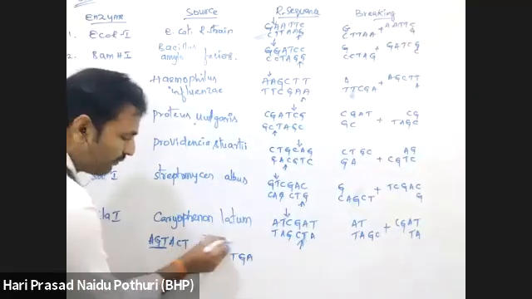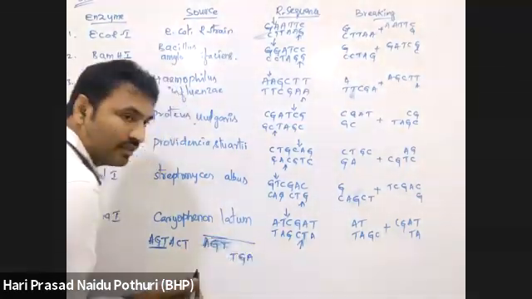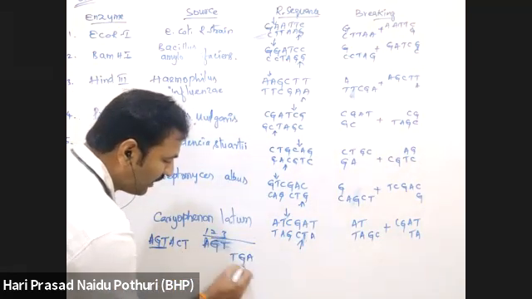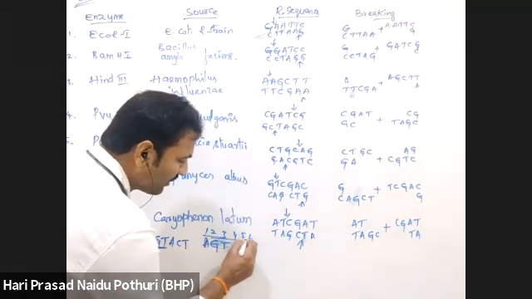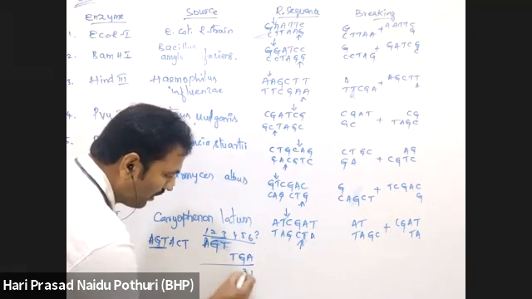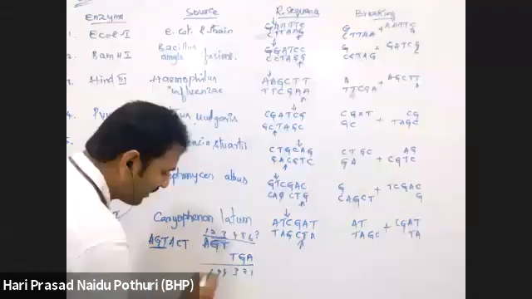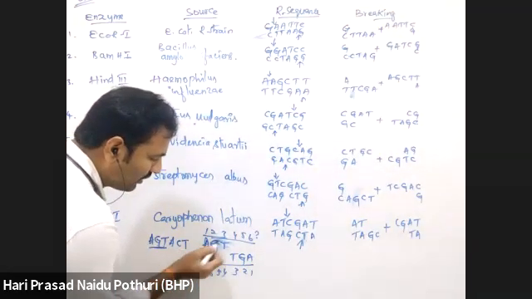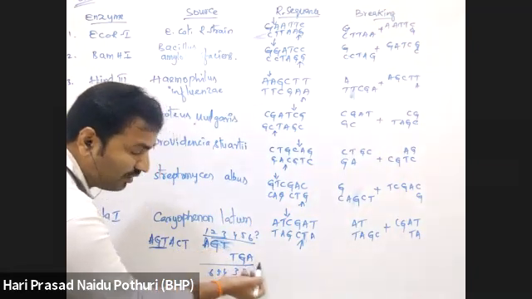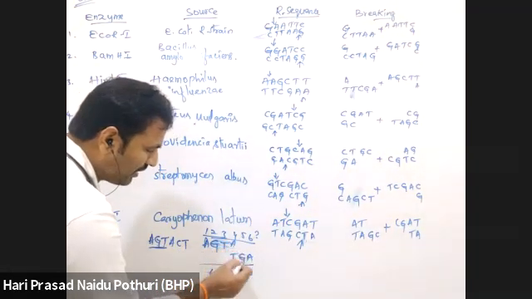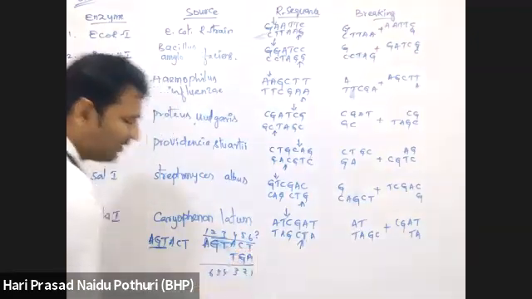This is the first three nucleotides in one strand. On the opposite strand, this is 1, 2, 3, 4, 5, 6. We have to find. So 1, 2, 3 here, AGT. 1, 2, 3 here, AGT. Now T complementary A, G complementary C, A complementary T.